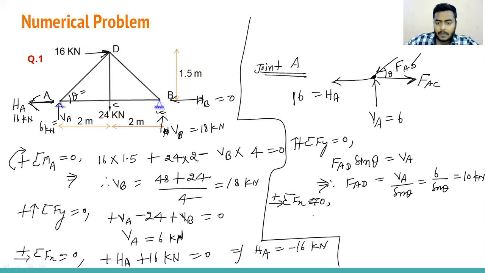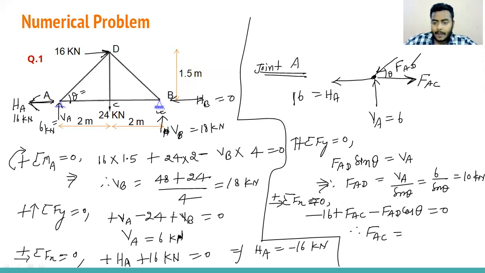Now take forces acting towards right as positive, summation of Fx equal to 0. So we can write minus 60 plus FAC minus FAD cos theta equal to 0. Theta we can calculate, and from this equation we can get FAC, that is 24 kilonewton. It means it is tensile.